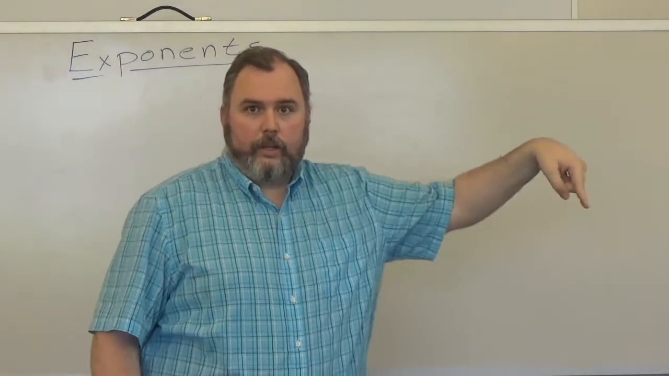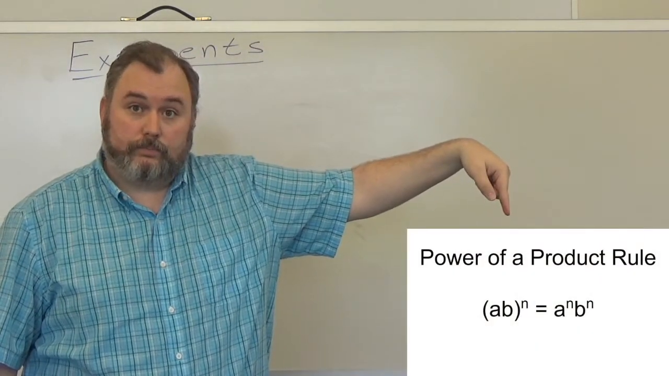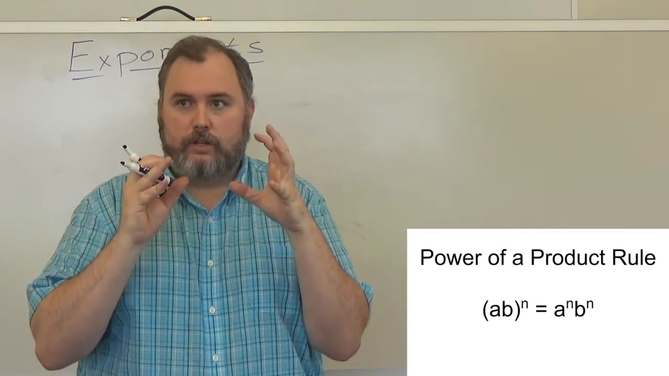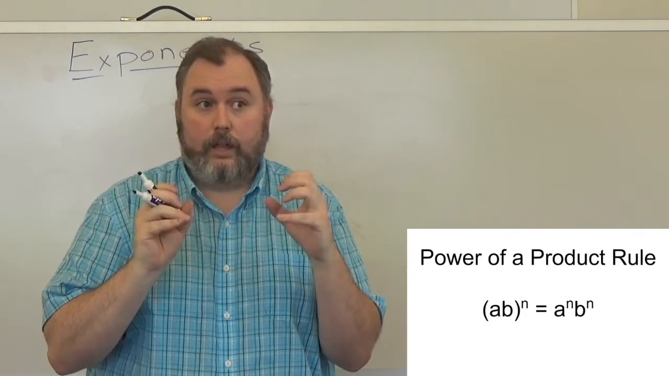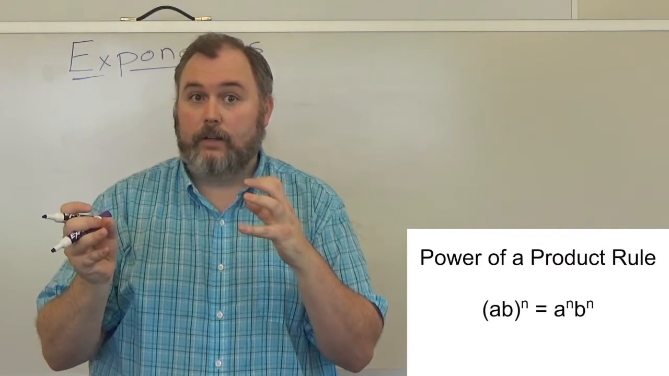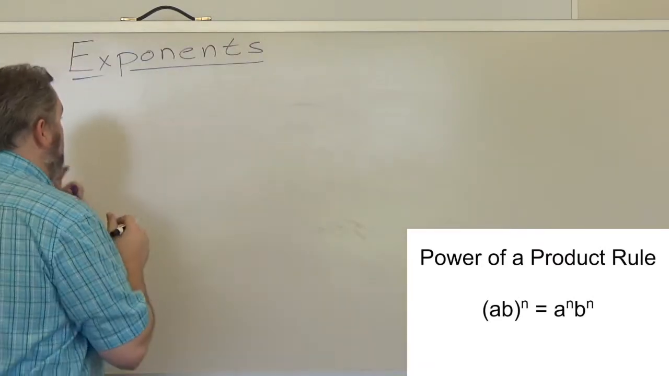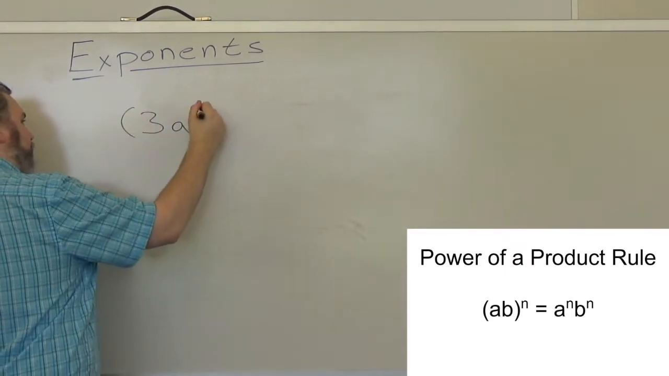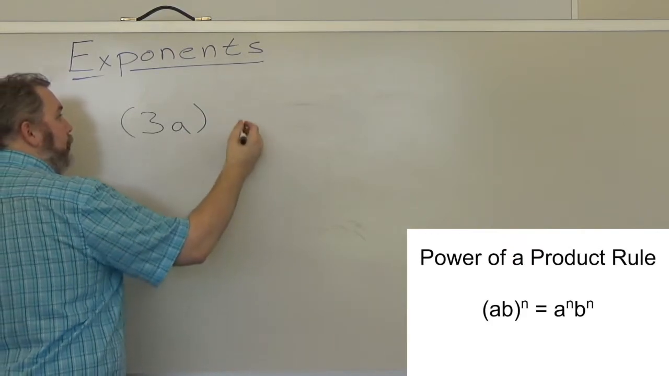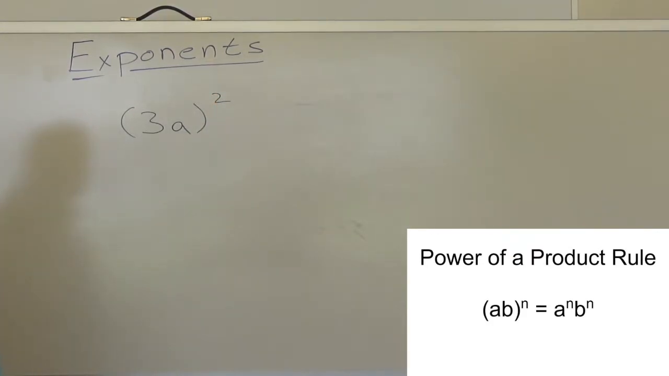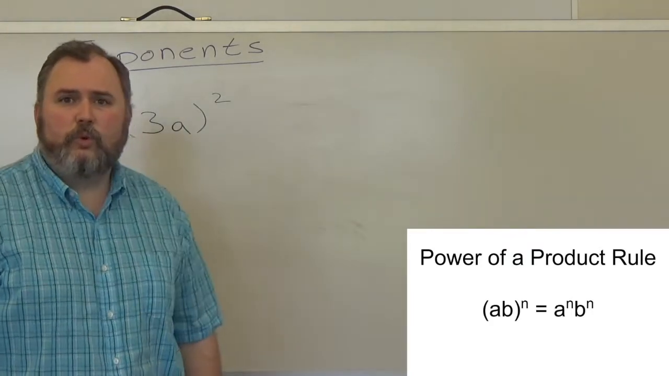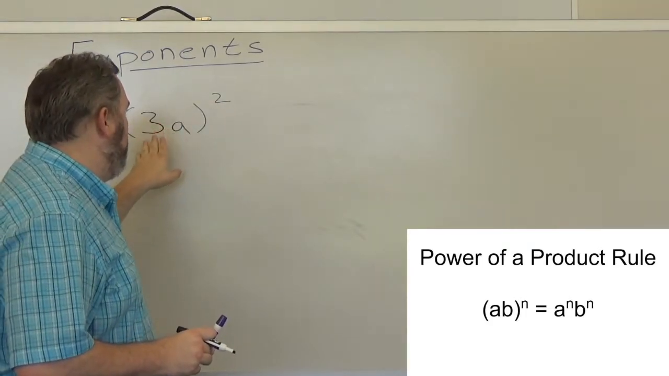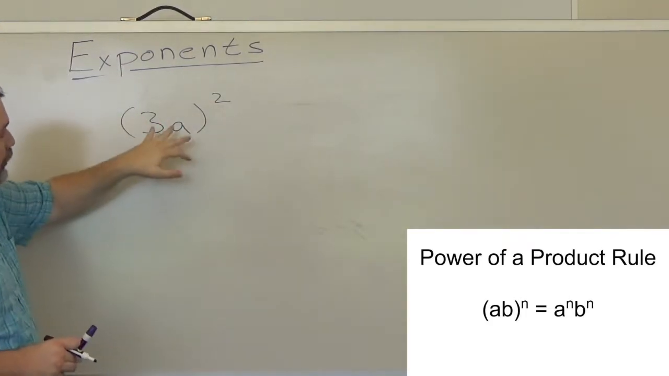Our next rule is what we call the power of a product rule. What's happening is when we have two numbers together, or two variables, and they're both being raised by a power. So let's do something easy here. Let's say we have 3a, and we're going to raise all of this to the 2nd power. This is kind of similar to the distributive property. We're actually going to distribute this square to each individual coefficient and variable.